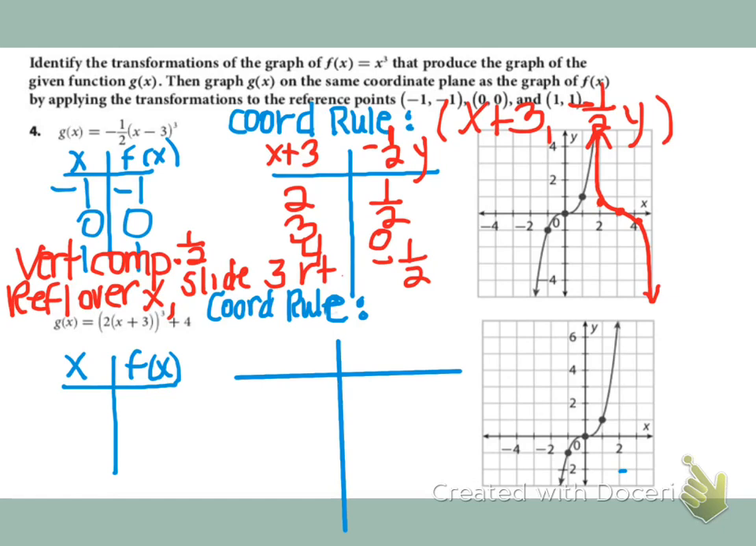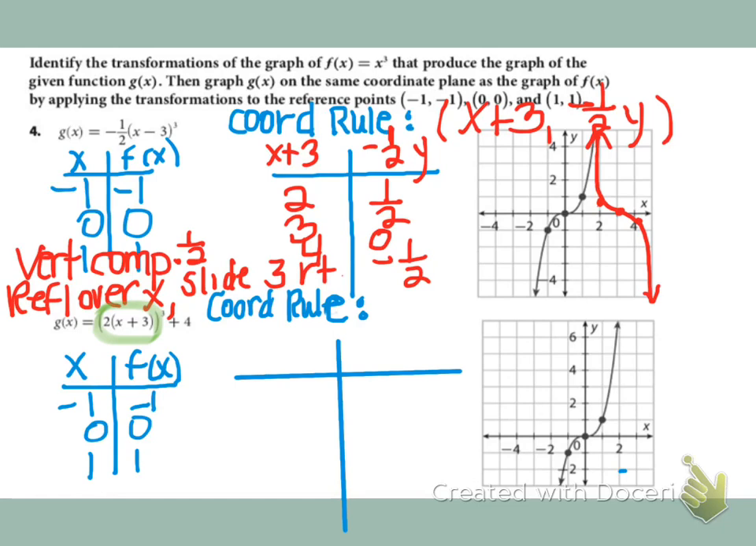So let's try another one. And again, eventually you may not want to even make this table of the original coordinates, right? Because you'll know them. You probably already know them now. So this one looks a little more complicated. There's a lot of stuff going on here within the parentheses. So if we target what's going on in here and create a rule, we've got a 2 inside the parentheses with the x, plus 3.